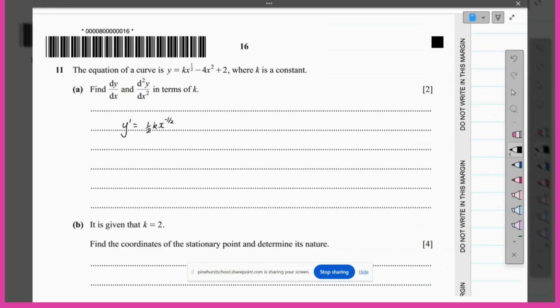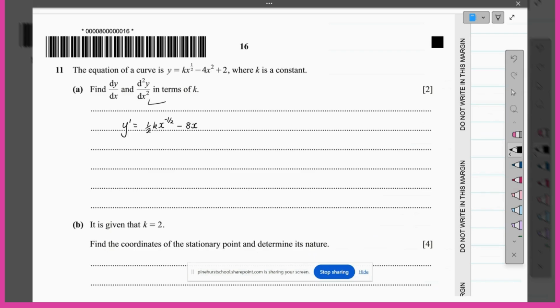2 times negative 4 is negative 8, so we've multiplied by the power. Take 1 off the power and that will just leave us with x to the 1. The 2 will disappear. Why? Because at the moment it's x to the power of 0, and 0 times 2 would give us 0, x to the negative 1, effectively making it not matter. So that's our first derivative.